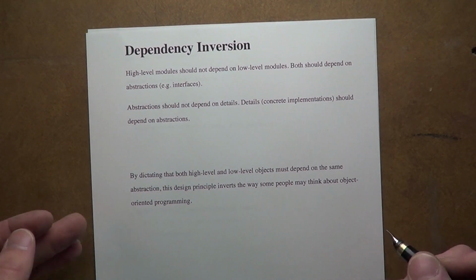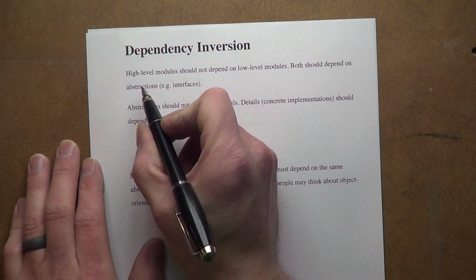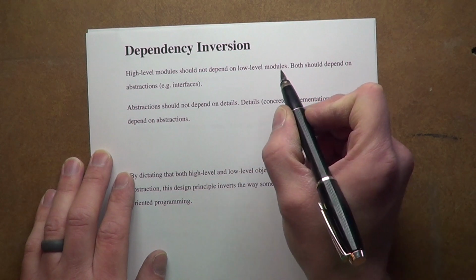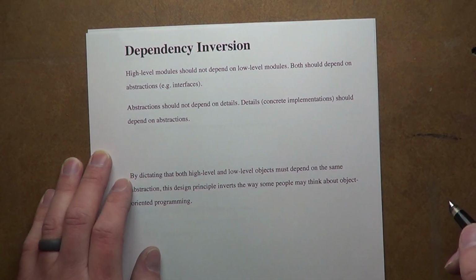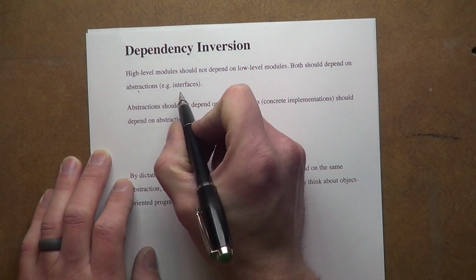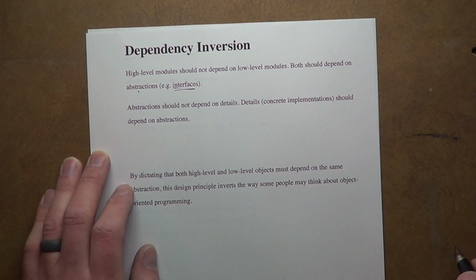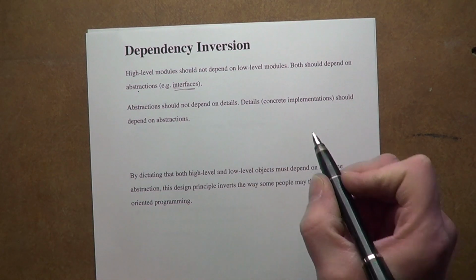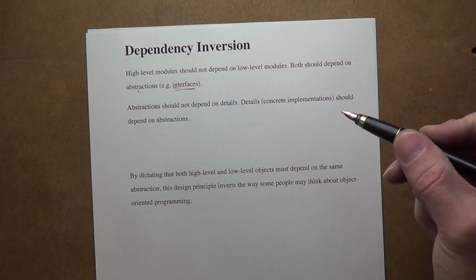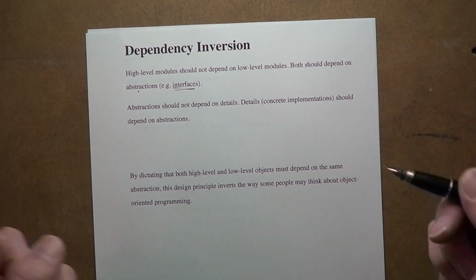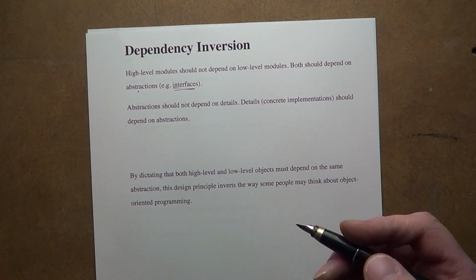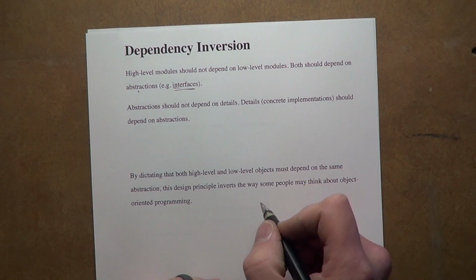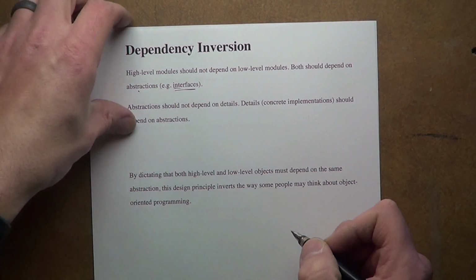So, what is the definition? Basically, it's saying that high-level modules should not depend on implementations of low-level modules, and vice versa. Both should depend on abstractions, for example, interfaces. So the high-level modules depend on an abstraction, and low-level modules or objects should depend on the abstraction. Usually those are the same abstraction, but from interface segregation they don't necessarily have to be, I suppose.